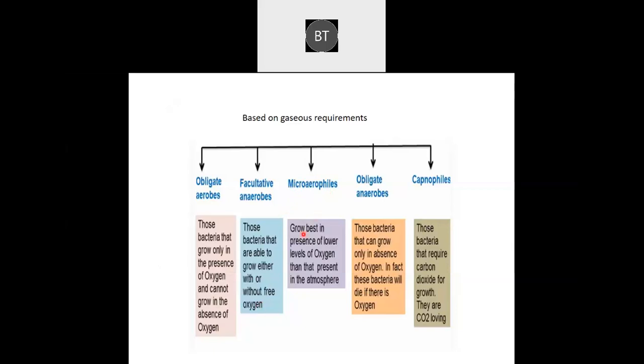Microaerophiles grow best in the presence of low levels of oxygen, lower than that present in the atmosphere. Obligate anaerobes are bacteria that can grow only in the absence of oxygen. In fact, these bacteria die if oxygen is present. Capnophiles are those bacteria that require carbon dioxide for growth, that is, they are carbon loving bacteria.